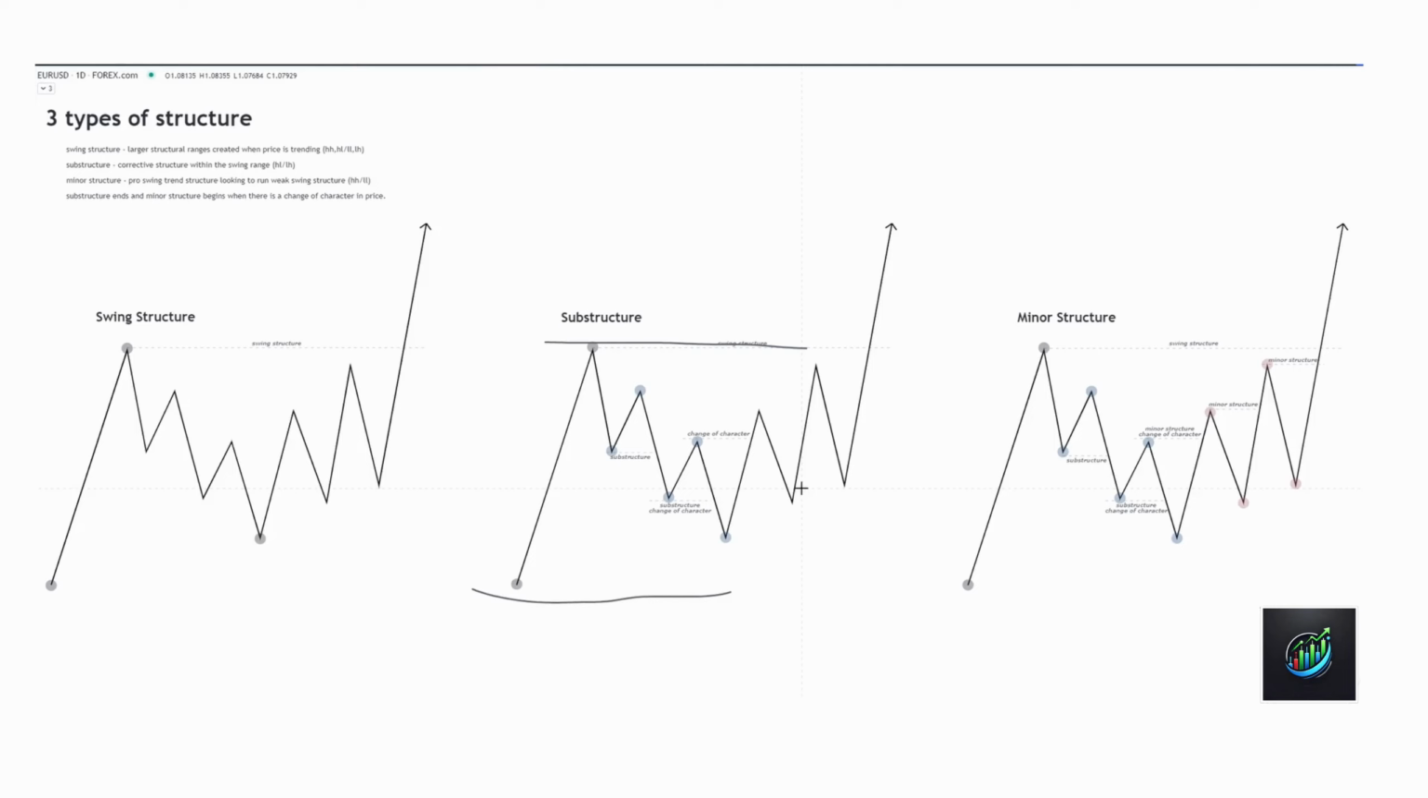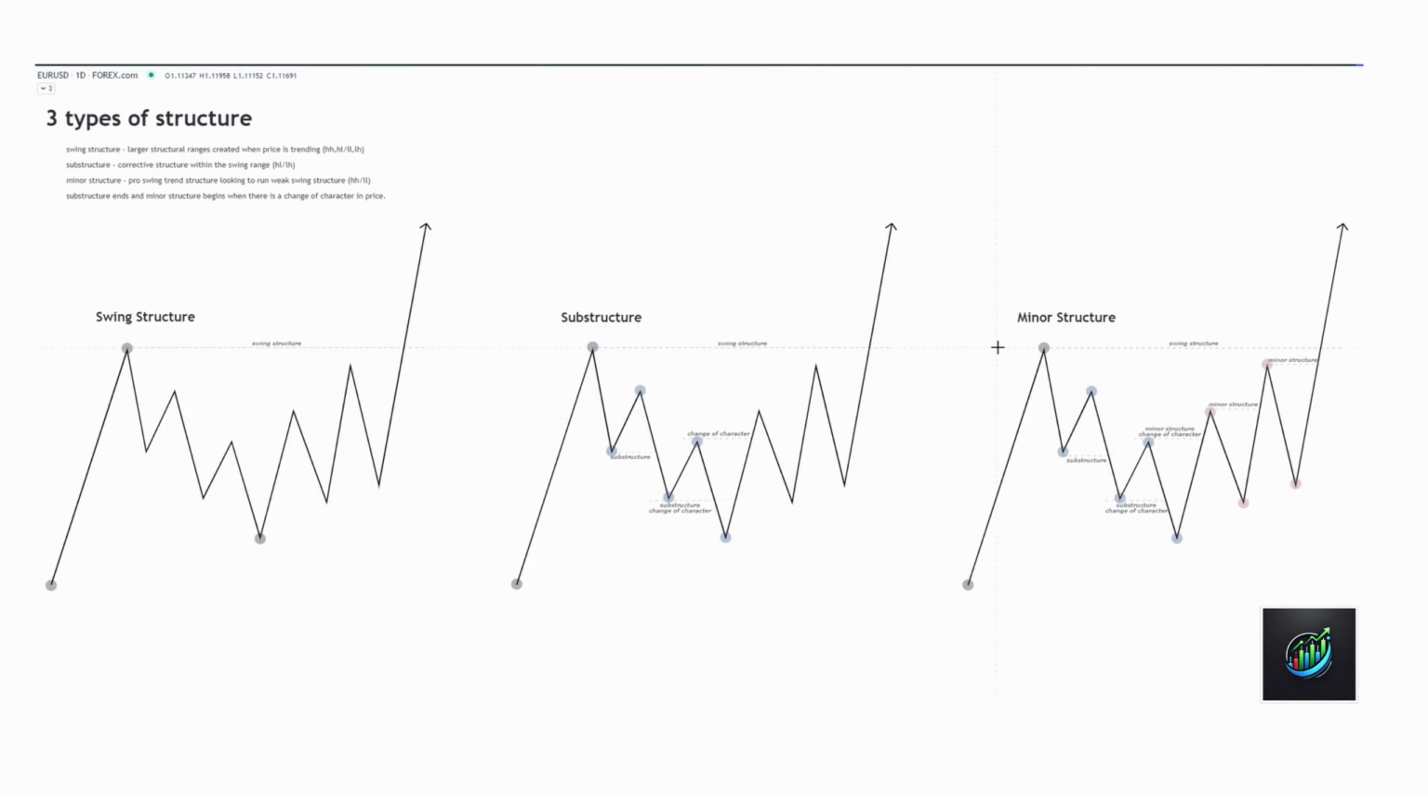We will be getting into that in future videos, but those are the main things we would be looking for as substructures being created. We're trying to gauge the impulsive leg of the swing structure to figure out where price is likely to react off of to put in that higher low and then continue to the upside if the trend is to remain bullish and put in a new higher high.